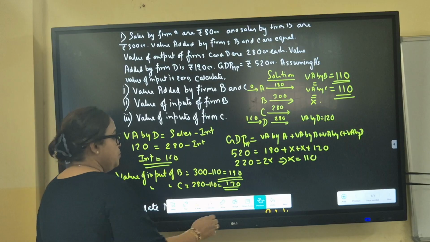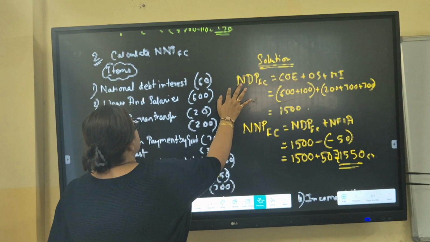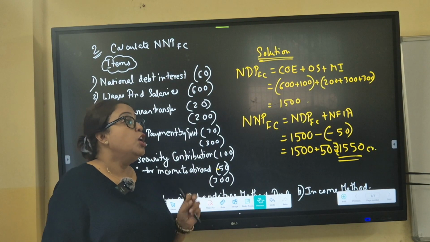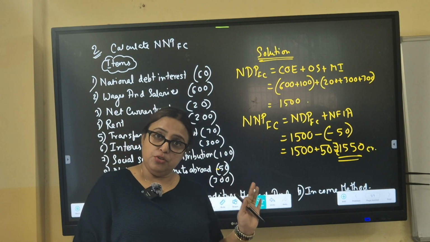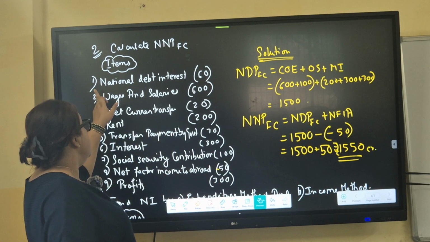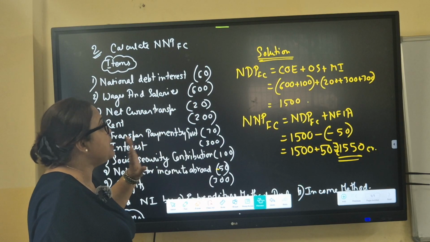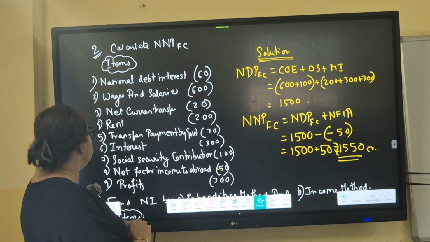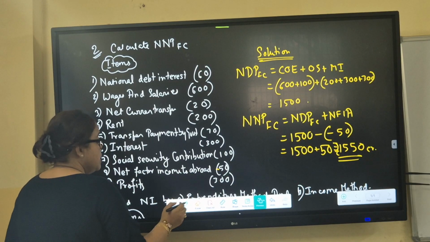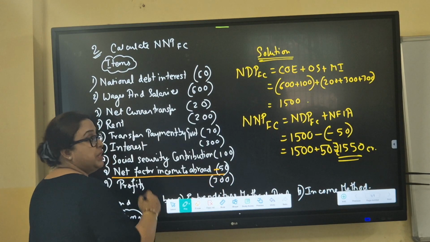The next type of numerical: calculate national income. NNPFC is national income. Domestic income is NDPFC. Remember, okay? Gross value added is gross domestic product. So, national debt interest is not to be added, of course, wages and salaries, net current. Why have I done this sum? Because there is something called net factor income to abroad. Please notice this. Net factor income to abroad is minus 50 over here.